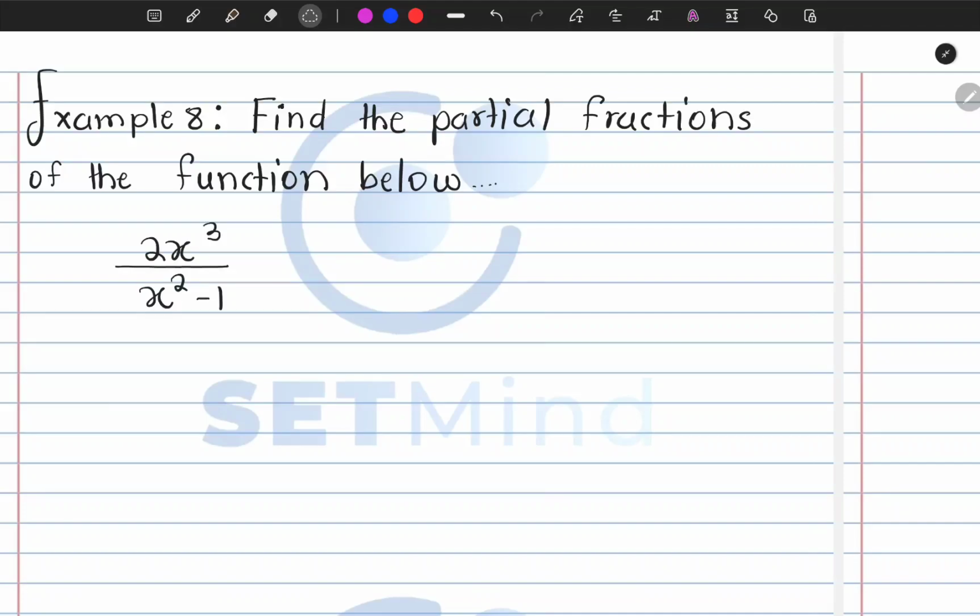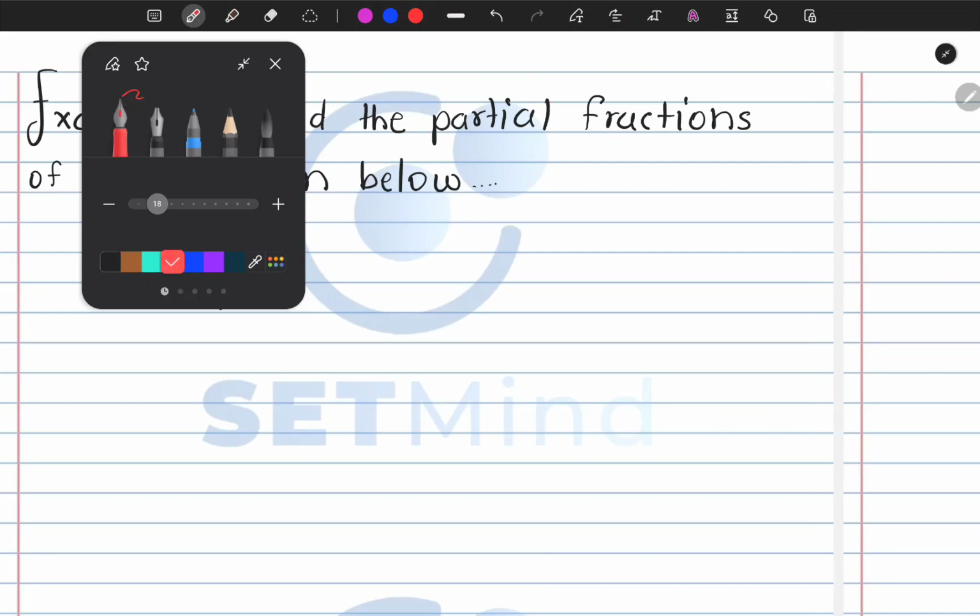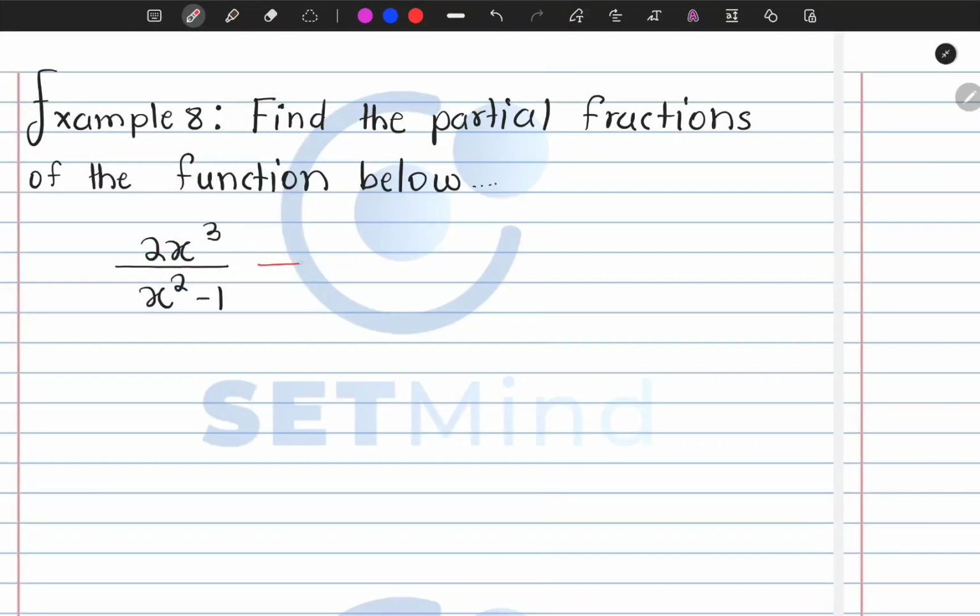Okay, so let's have a look at example 8. For example 8, we are given 2x cubed divided by x squared minus 1. So what you should be able to see right away is that this is an improper fraction.